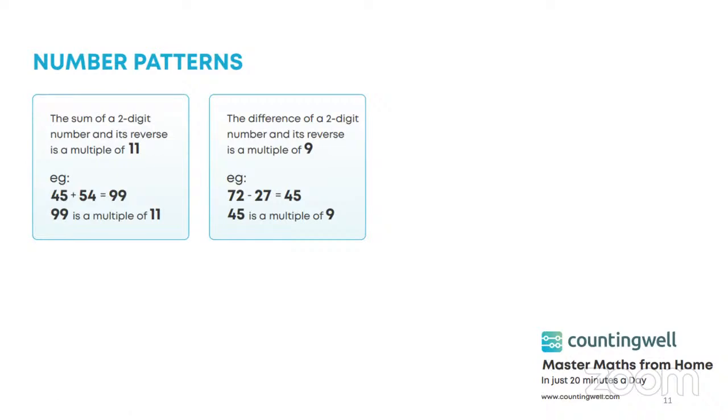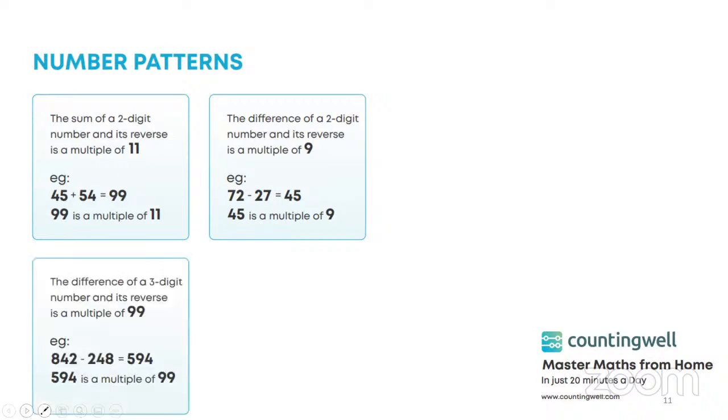Let us see one more pattern, which is the difference of a three-digit number and its reverse. Take any three-digit number. Here we take 842. Its reverse will be 248. You have to write the digits from the extreme right and write it from extreme left. In this way, you will get the reverse of any three-digit number. So here you get 594 as a difference, which is a multiple of 99.